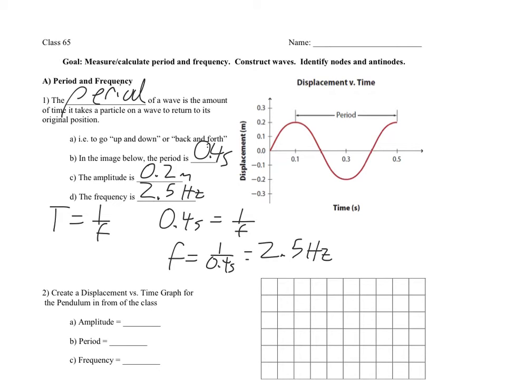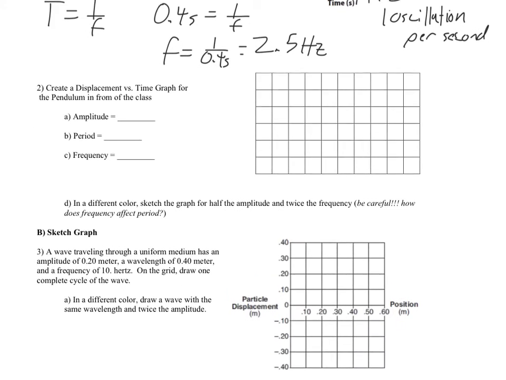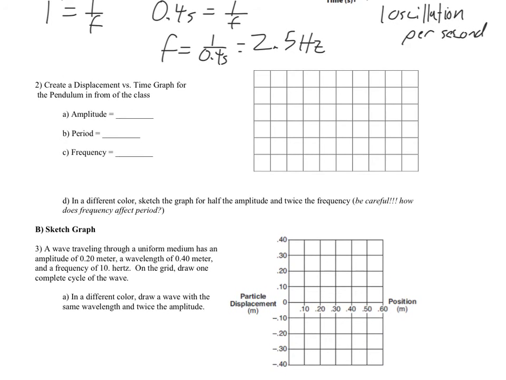So what is a hertz exactly? So 1 hertz equals 1 oscillation. Some people like to use the word cycle per second. We had created a displacement versus time graph in class for a pendulum. That's something you're going to have to get from one of your classmates, but we'll do plenty of other wave constructions.